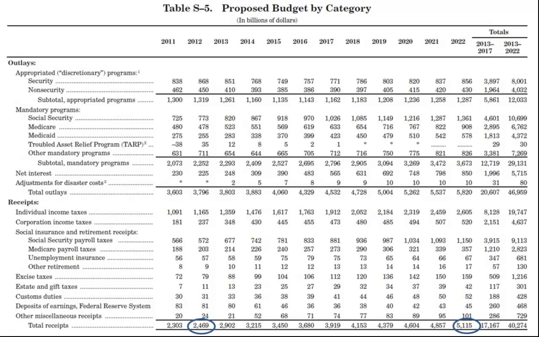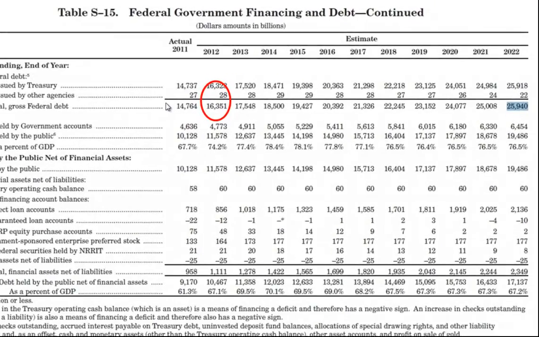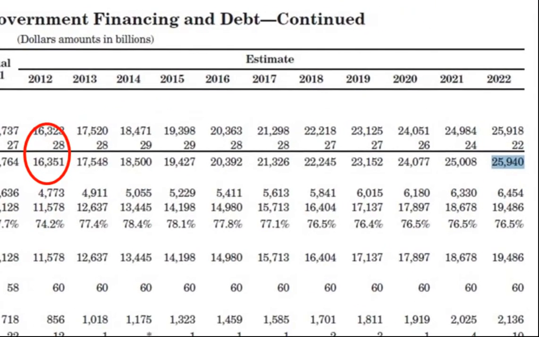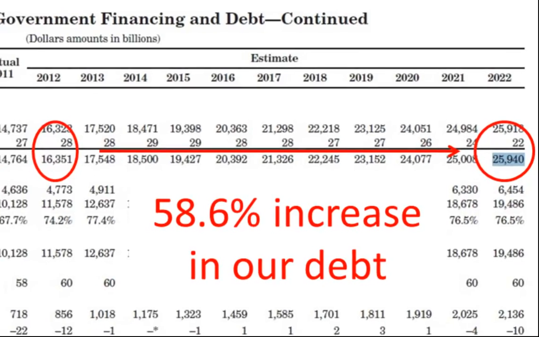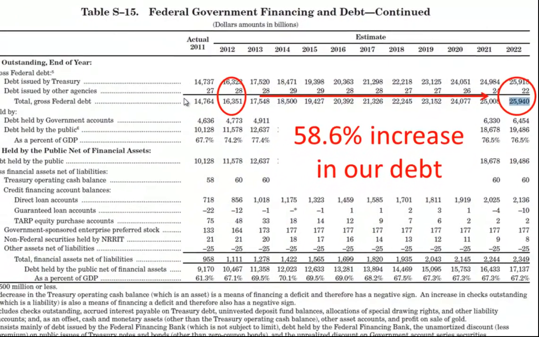Now look at this. Taxes, they're collecting double. But if we go to this next page over here, what you're going to notice is this is the debt. In 2012, we hit 16 trillion. That's total gross federal debt. And in that 10-year period of time, it's going to go up to just under 26 trillion. That's a 58.6% increase in our debt, and they've already collected almost double in taxes.